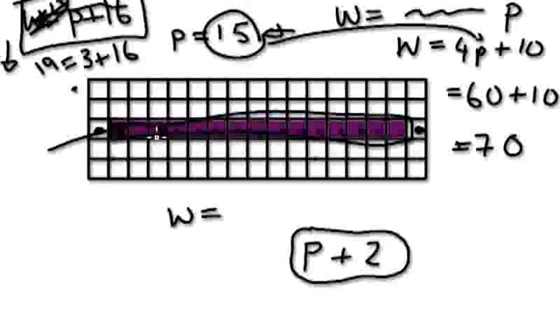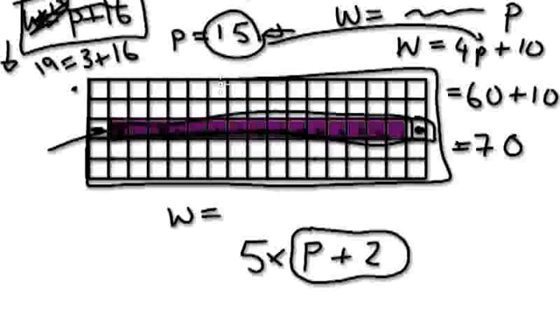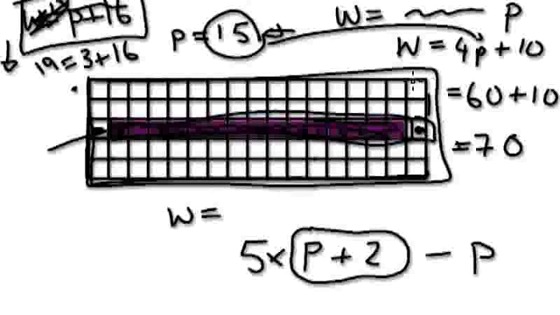Basically, if P is the number of purple tiles, you add 2. That will give you the whole length here. And then times 5. That will give you the whole square here. And then you take away the middle part, which is where you started, P. So another way of working it out is to work out the whole square here, and then take away the purple square, the number of purple tiles. That will give us the total amount of white tiles.